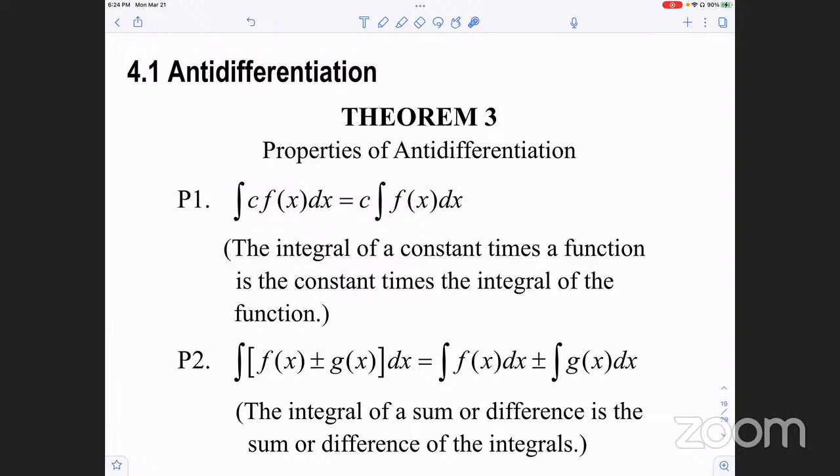The integral of a sum or difference of functions is the sum or difference of the integrals. The integral of a sum or difference is the sum or difference of the integrals, right? So it's almost like we're distributing the symbol across addition and subtraction, but essentially we're just breaking it apart. Okay.